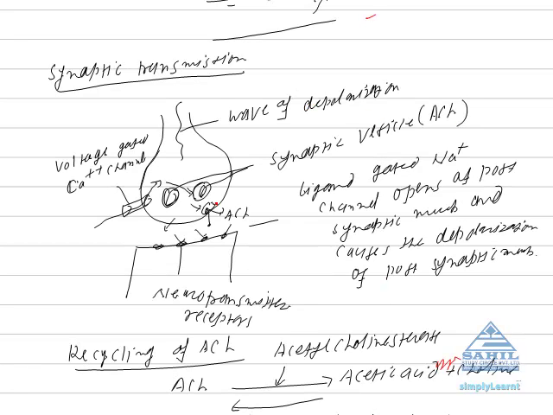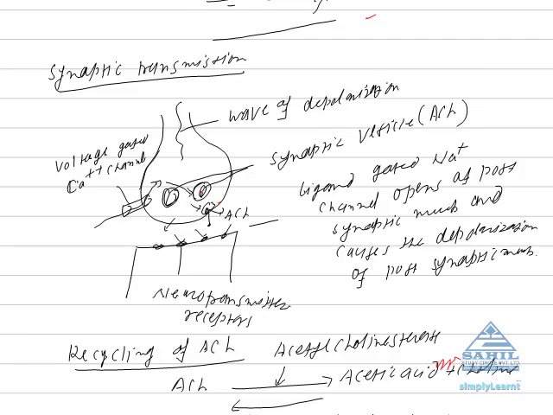Now we have to discuss how impulse transmission occurs at the synapse. Synapse is a space between two neurons. This is one neuron, this is the other neuron. This membrane can be called the presynaptic membrane. This membrane can be called the postsynaptic membrane, which is a part of the dendrite. This is a part of the axon terminal.